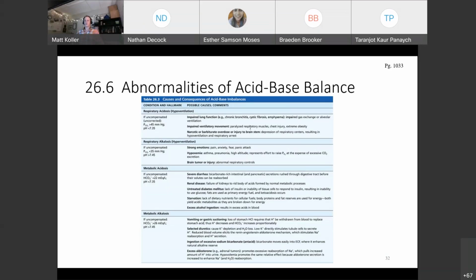Now, metabolic acidosis, so think more metabolic diseases, diabetes being a good example, right? Stuff is rushing through the intestinal tract and being secreted before you can absorb it. So you build up hydrogen ions. Kidney failure, renal disease, right? The body just can't get rid of acids as it should. Starvation, so your body starts to break down proteins and fats, and yeah, you get some metabolites, but you lead to acidosis, and even alcoholism, right? You may get too many excess acids within the blood.